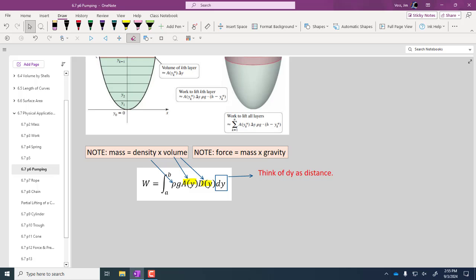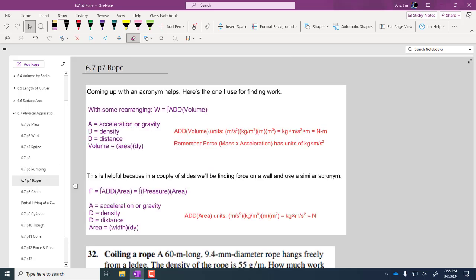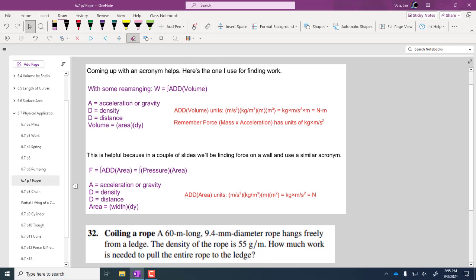So here is an acronym that I find super easy to replicate that integral every single time. If we want to find work, we're going to use this acronym, ADD volume. ADD is a very easy word to remember. It's a math word. ADD, we're going to add volume. So anytime we're finding work when we're lifting or pumping, ADD volume will give it to us. In the next section, when we get to force, instead of ADD volume, we use ADD area. We'll talk about why when we get there.